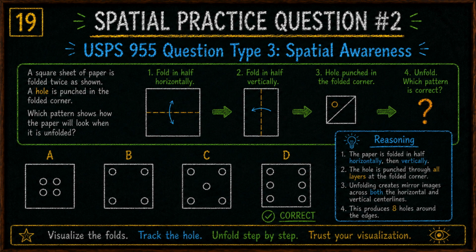The slide shows the correct answer as D. That answer reflects the hole positions around the edges according to the fold sequence. This is why fold questions require step-by-step thinking. Do not only look at the final picture. Track the hole. Unfold one step, then unfold the next step. Each unfolding creates a mirrored copy. The more folds, the more copies appear. The rule is, visualize the folds. Track the hole. Unfold step by step. Trust the process, not the guess.